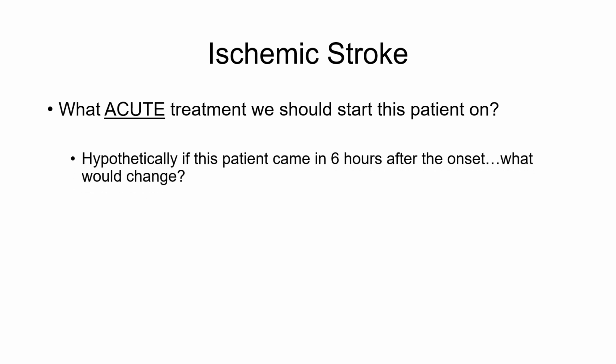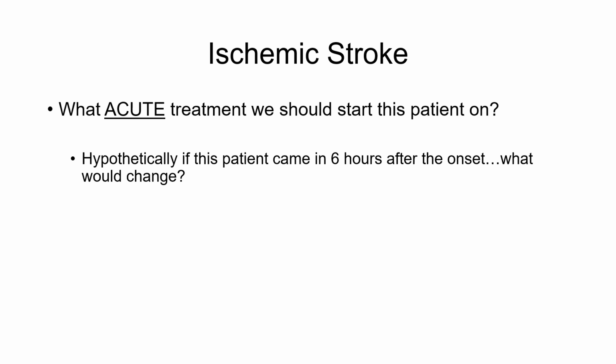But let's say hypothetically this patient came in 6 hours after the onset, rather than the 1 hour that they came in at. What would change? They would no longer be a TPA candidate, but we would still talk to neurointerventional, as their guidelines have the possibility of thrombectomy, which can be done up to 24 hours. So we'd still reach out to them to see if they're a candidate.